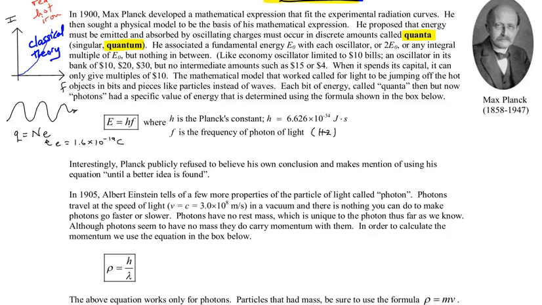On a small side note, it's interesting to note that Planck publicly refused to believe his own theory, and he makes mention of using this equation until a better idea is found. Well, then Einstein came along, and he went further, and he proposed that light itself is composed of quanta. The quanta of light energy was later given the name photon, coming from Einstein.